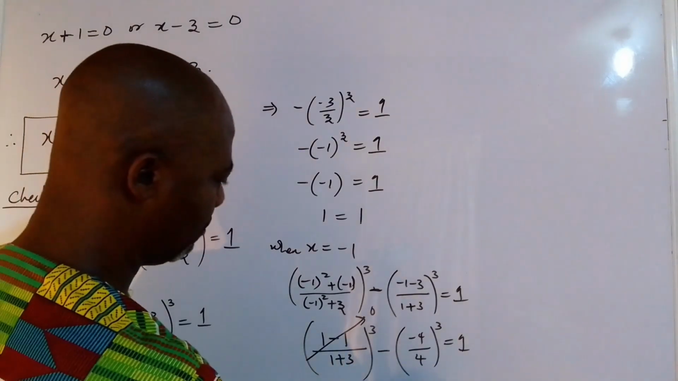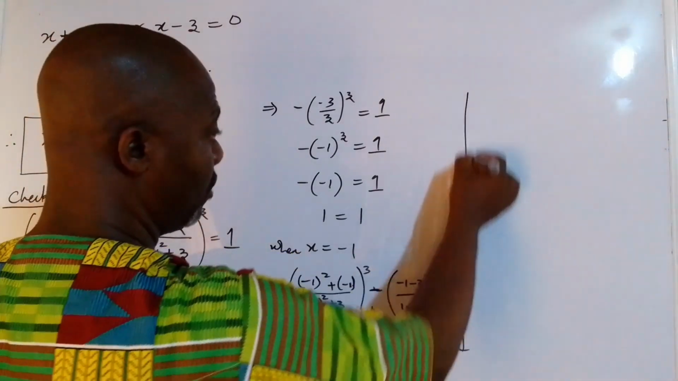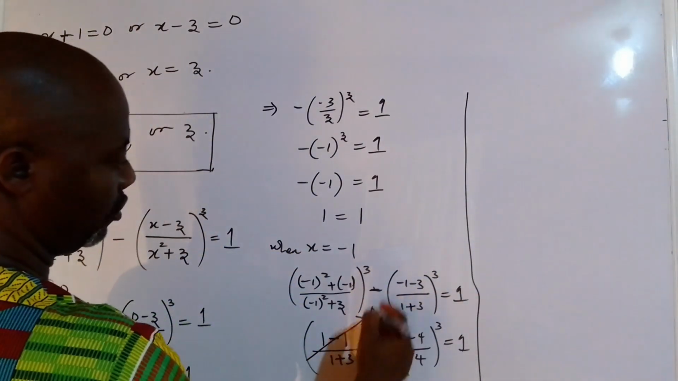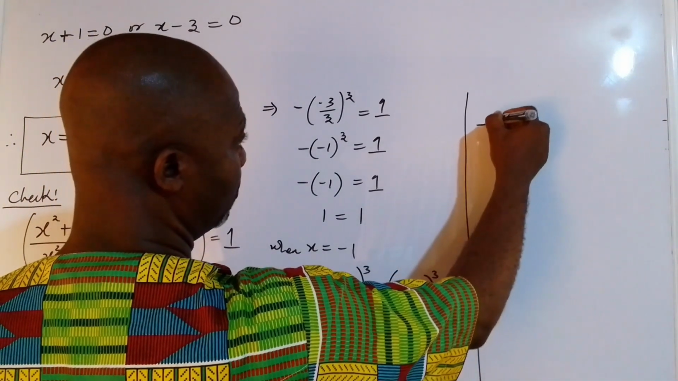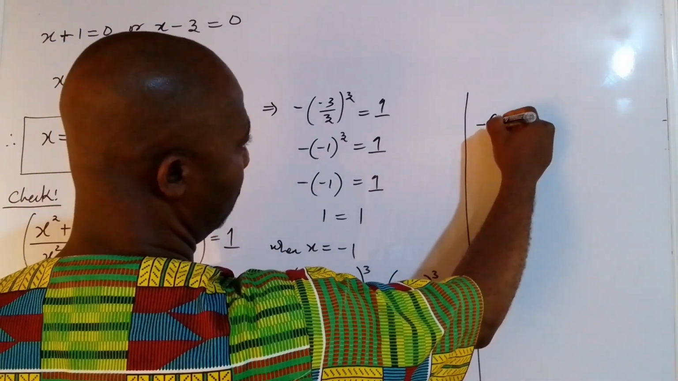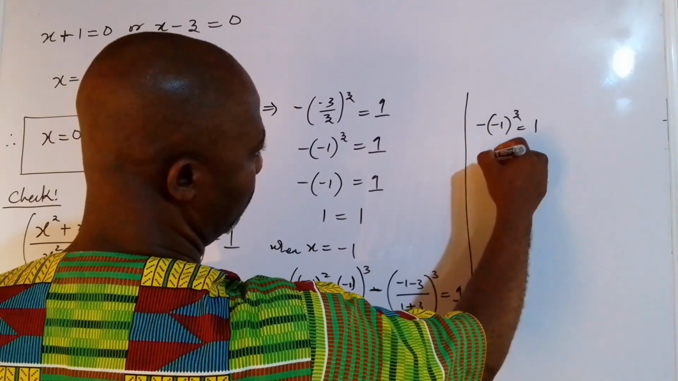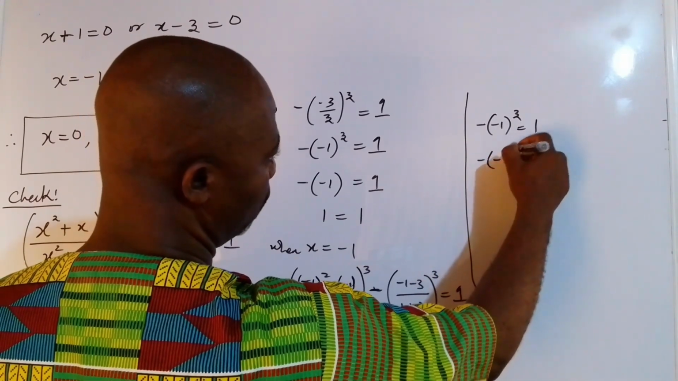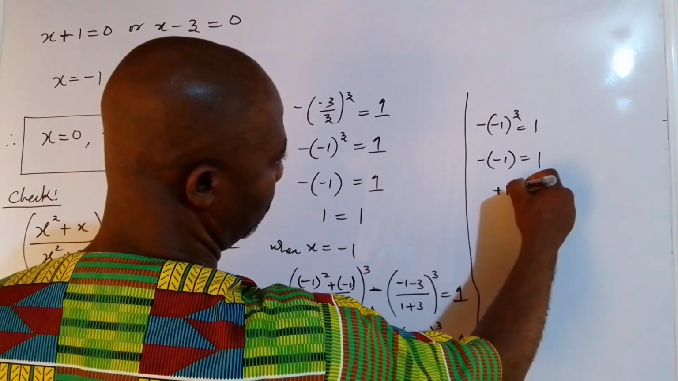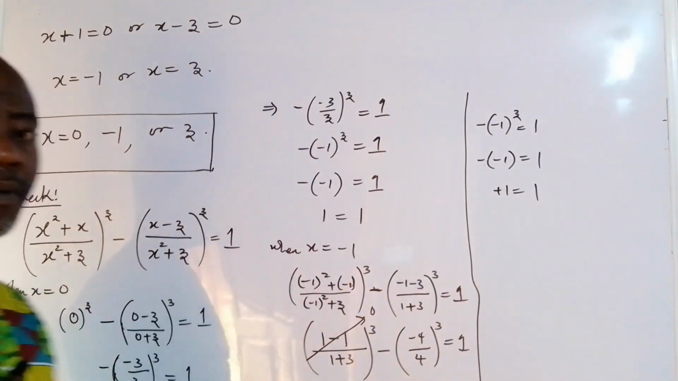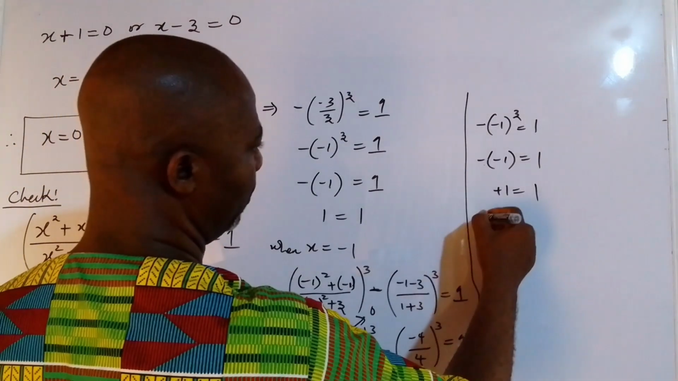The whole of this will go to 0, and we're going to have minus 1 cubed equal to 1, minus times minus 1 equal to 1. Of course, minus times minus is plus, and equal to 1. So that's for x equals minus 1. So let's see for x equal to 3.